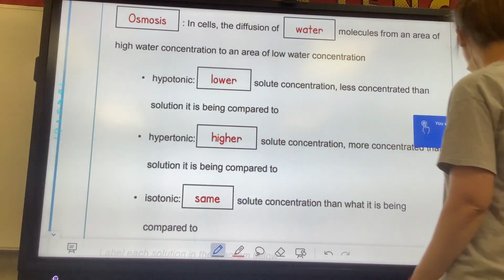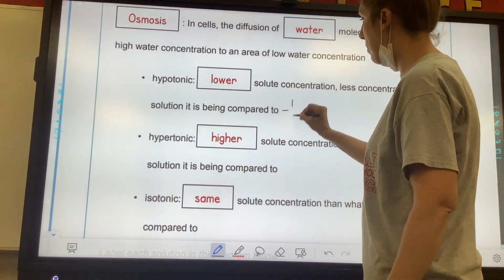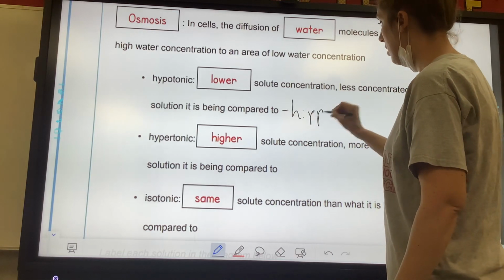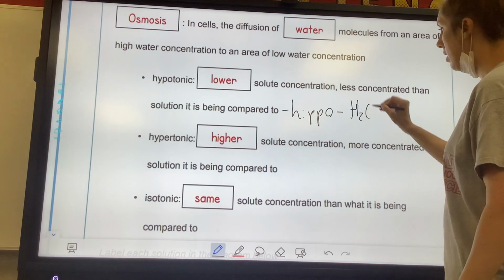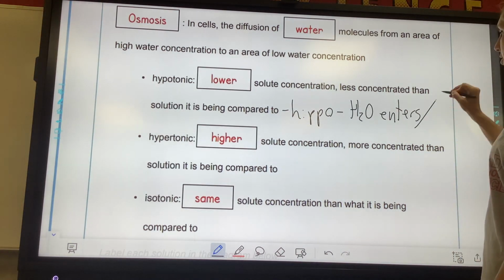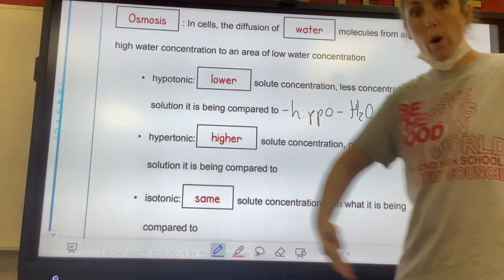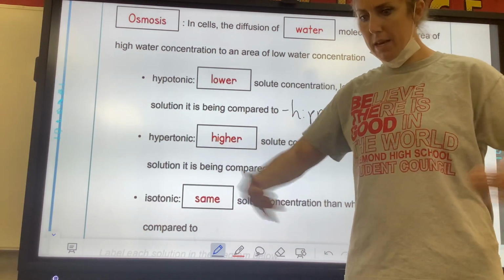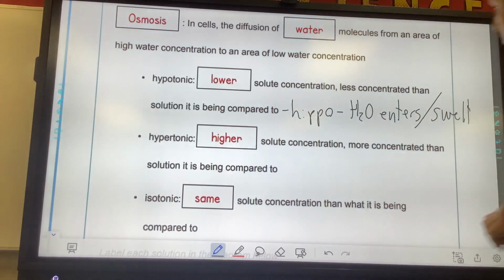Okay, I got it. Hypo, so we're going to write hippo. This is where water enters. And when it enters, it's going to swell. How do you get to be a big old hippo? Water has to come in and it's going to swell. Well, why is water coming in? Because you got a lot of particles inside. Okay?